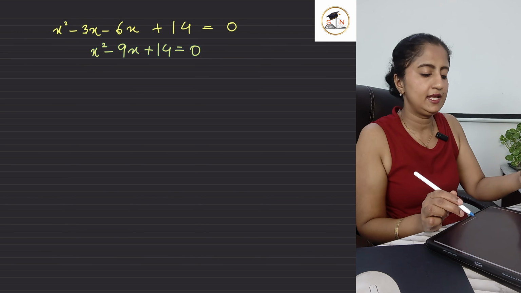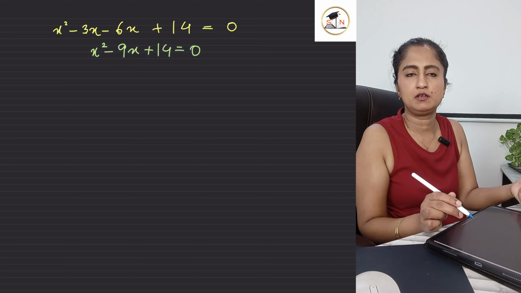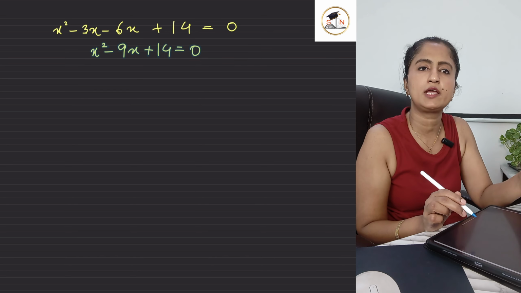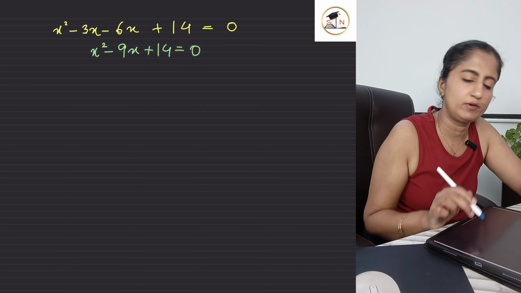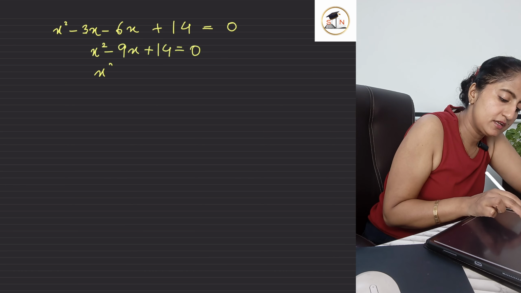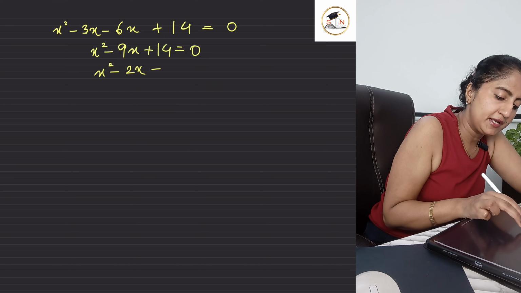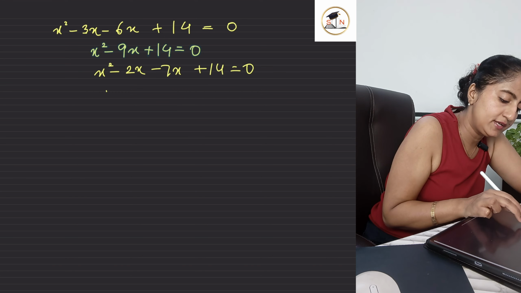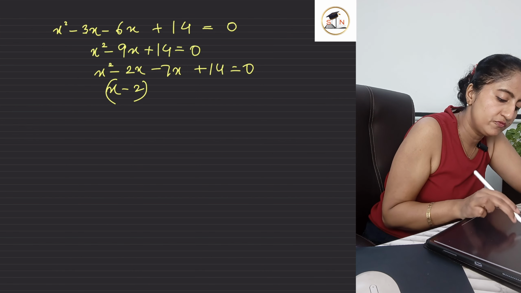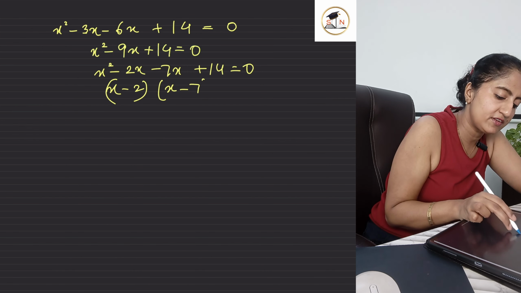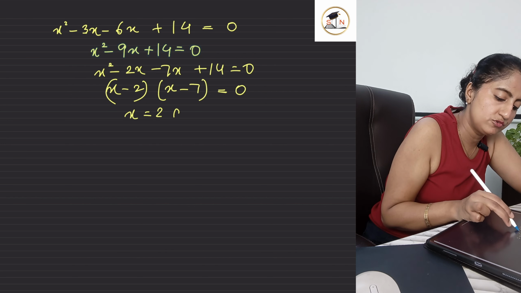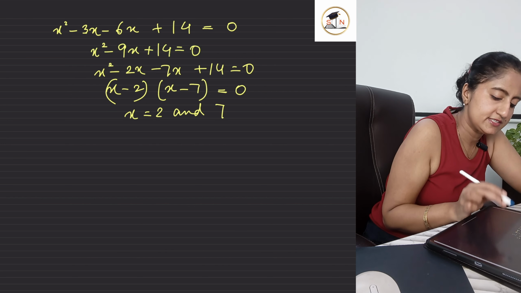Again, 14 is a pretty easy number. The factors are just 2 and 7, and we can see that the middle term is also 9. So I'll do the splitting over here. So we get x square minus 2x minus 7x plus 14 equals 0. So we get two factors as x minus 2 and x minus 7 equals 0, and that results in x equals 2 and 7.